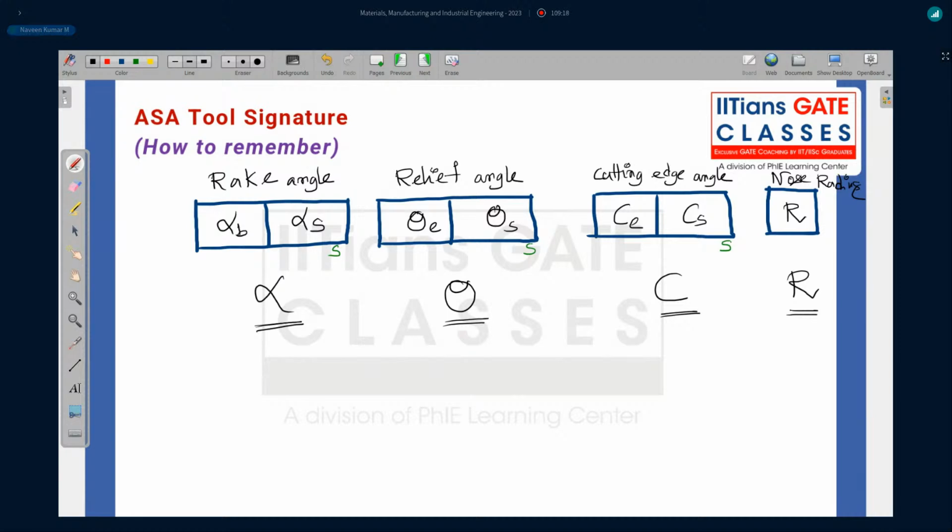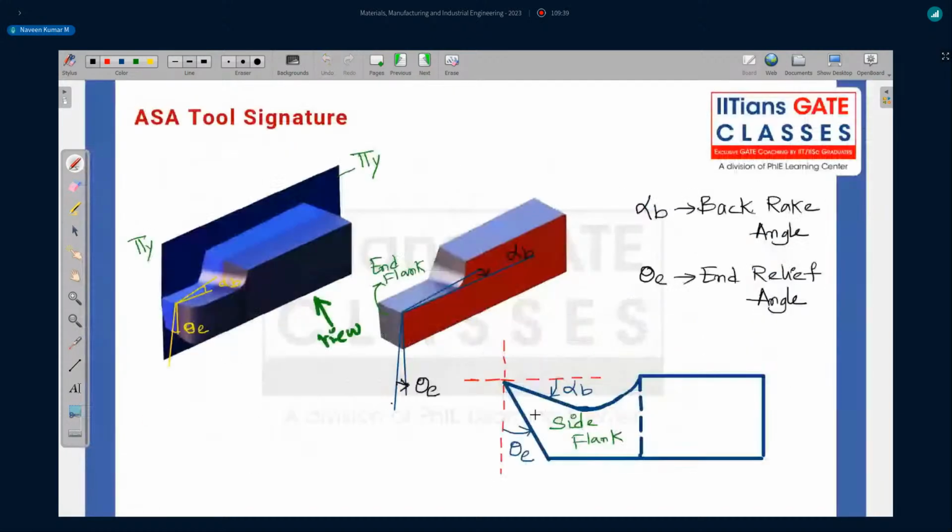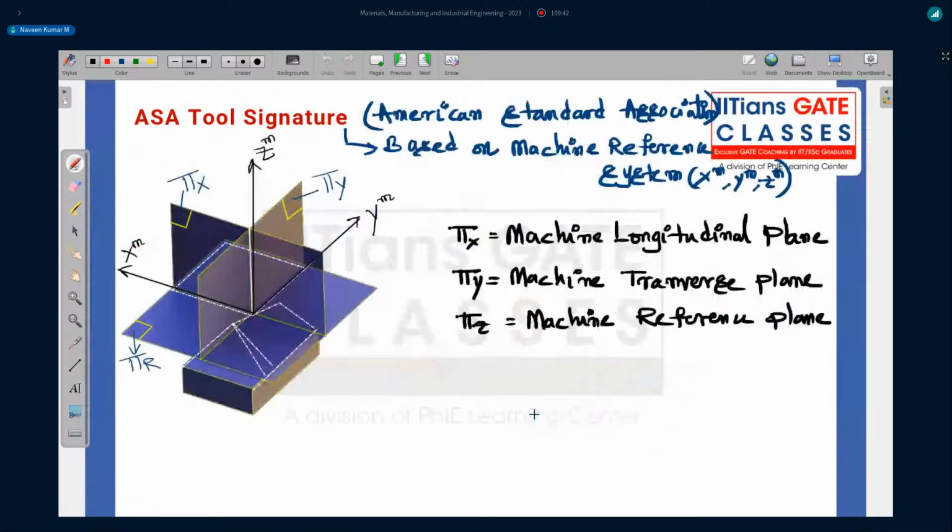Now, there is some problem with this. What is the problem? The problem is that we are measuring the angles with respect to the machine plane. I don't want that, and I'll tell you why. With respect to machine planes only, we are cutting the tool and measuring the angles, two angles in each plane, and then we get nose radius in one plane extra, and that is why it's called nose radius R. That is bachelor. Good.